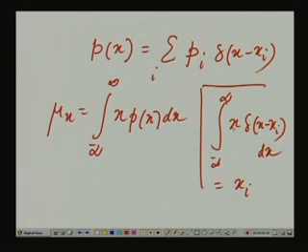Using that concept, actually this is a fairly established result in signal theory. So, you can as well look into those books on signals and systems, this is given clearly there. This integral is x_i. So, if you really make use of it, substitute p(x) by this expression here and sum it up, you get simply this value, the sum of p_i x_i.